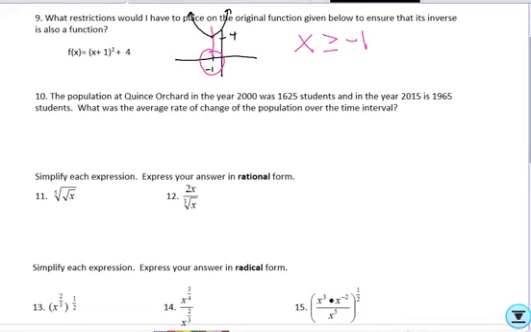Population at QO in the year 2000 is 1625. In 2015, it was that. What's the average rate of change? Average rate of change means slope. Let's find the slope.